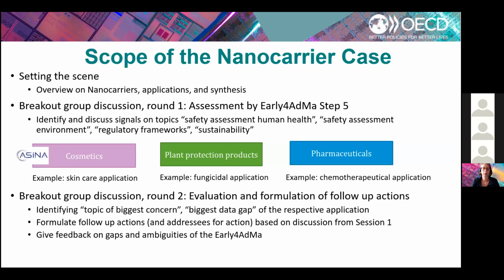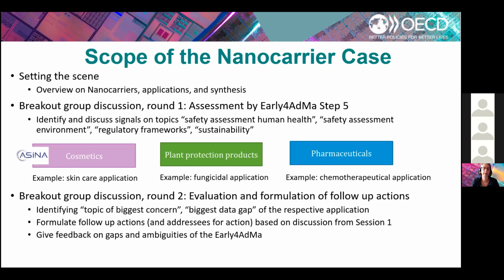So the scope of the workshop was that we had setting the scene sessions where we had several presentations which gave an overview on nanocarriers as such, on their application, but also how these materials can be synthesized. Then the session also included presentations on selected examples of a certain kind of nanocarrier and their applications. And we chose the applications cosmetics, plant protection products, and pharmaceuticals.